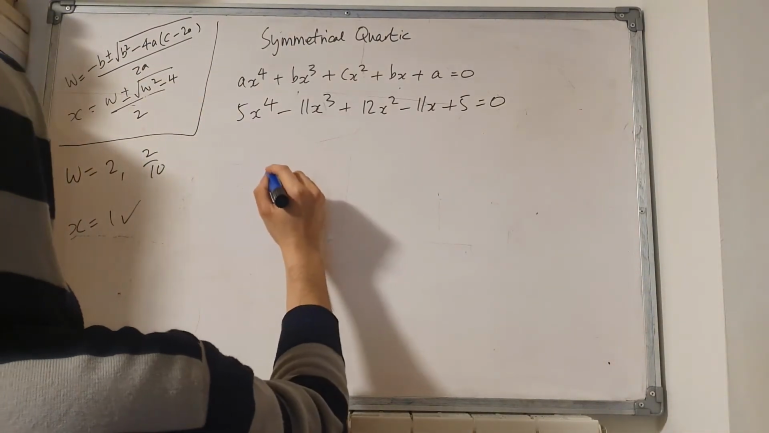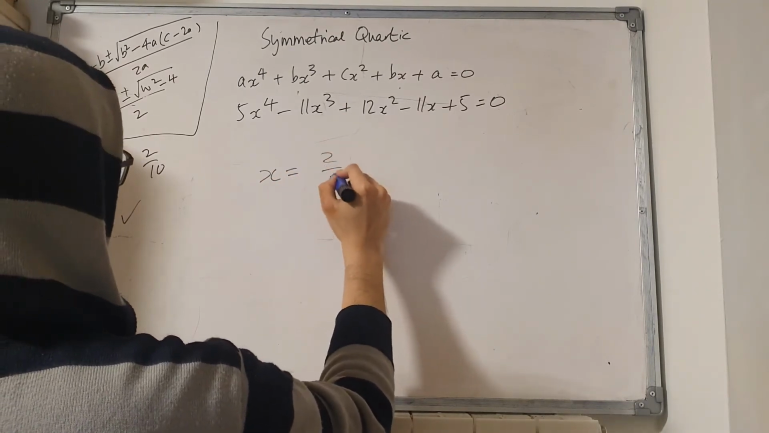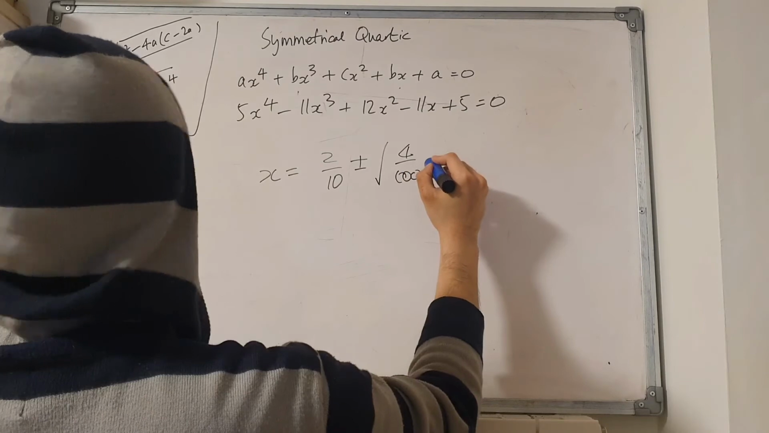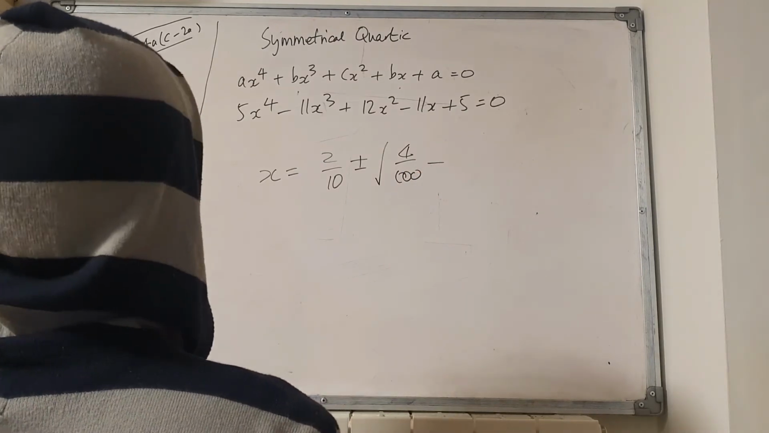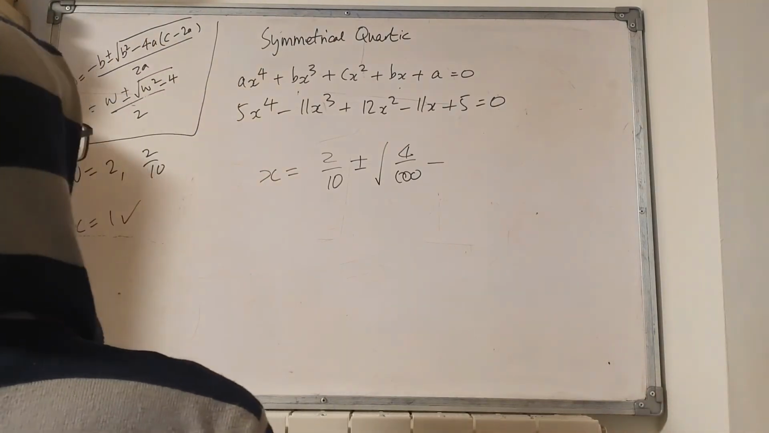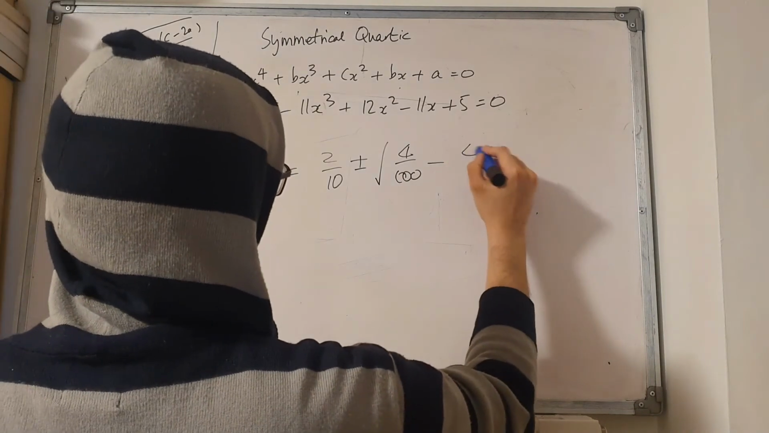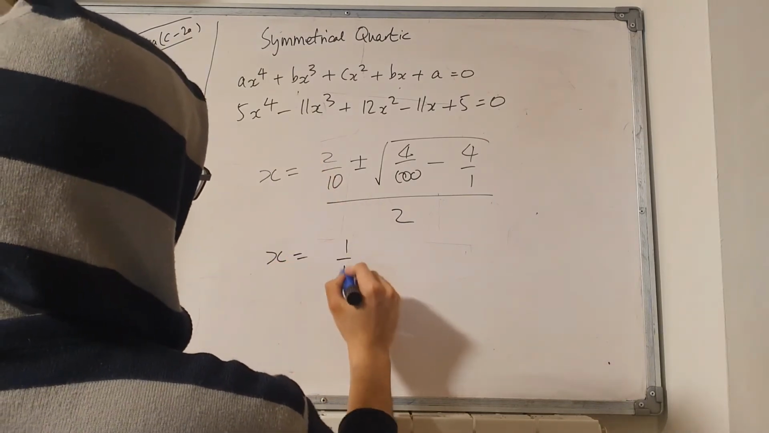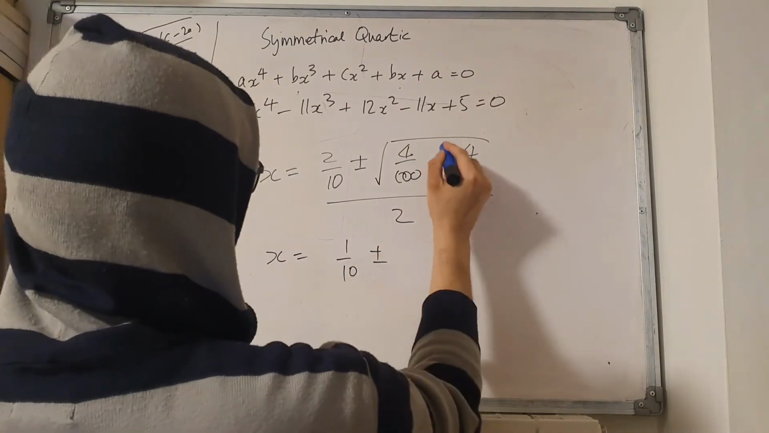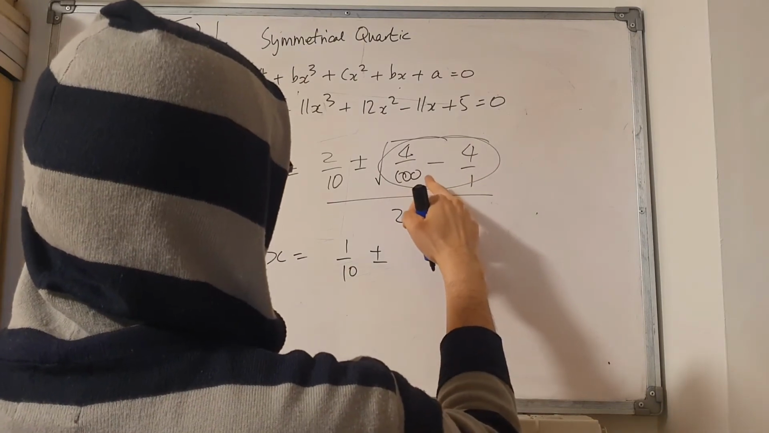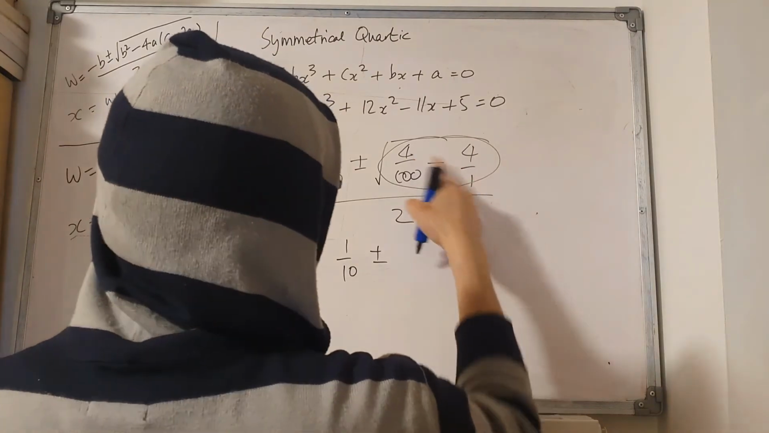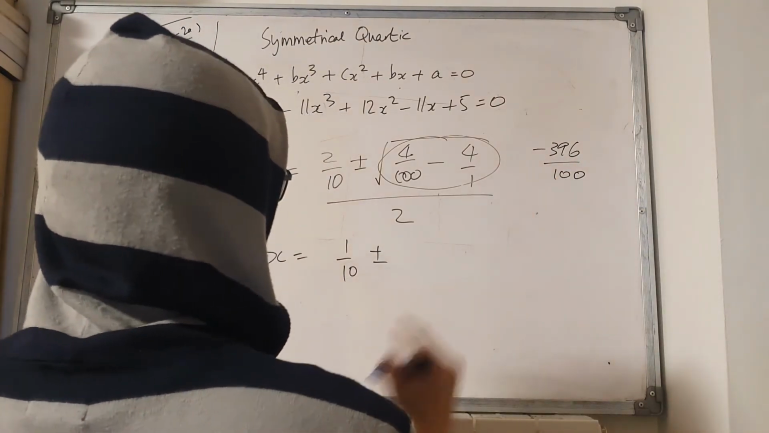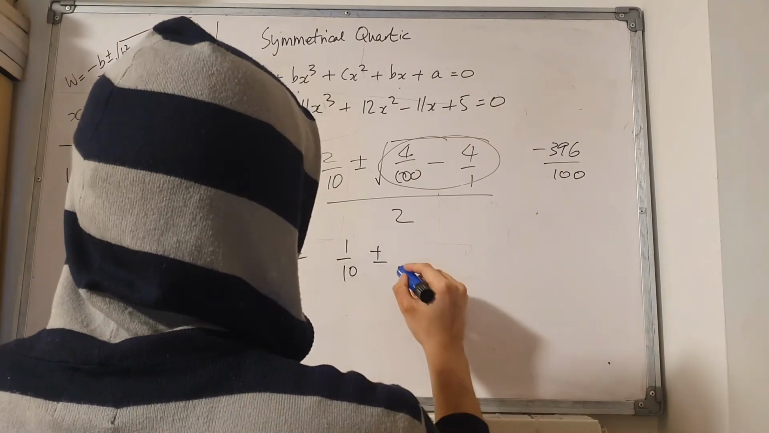Now this one will give you an imaginary number. So x is equal to 2 over 10 plus or minus the square root of w squared, which is 4 over 100, minus 4, all divided by 2. Right, the 2 and 2 cancel, so you're just left with 1 over 10 plus or minus. Let's work out what's inside the square root. So 4 minus 400 is minus 396 over 100. I'm going to take the 10 out: the square root of 100 is 10, so 10's at the bottom.